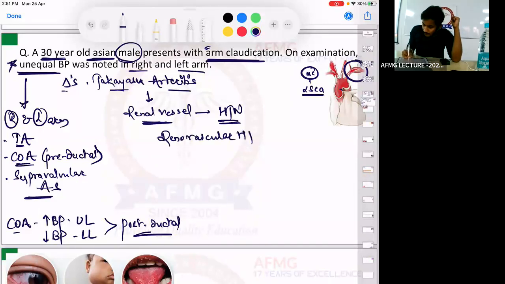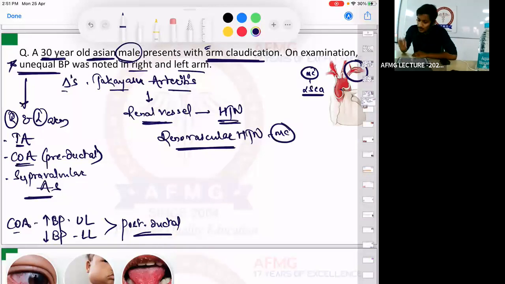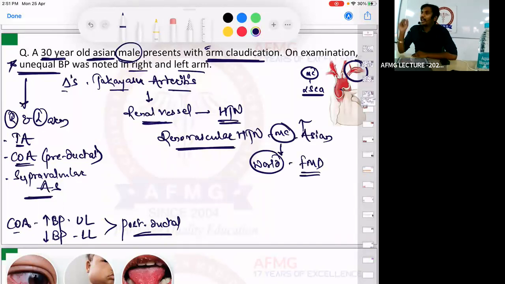What is seen? Most common cause of renovascular hypertension in Asian patients is Takayasu, but most common cause of renovascular hypertension worldwide is fibromuscular dysplasia. It is a one-liner, it has come before. Okay, no issues till here.